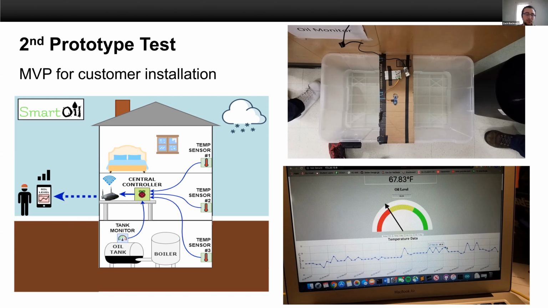So this is our prototype test, which basically shows proof of concept and is essentially a minimum viable product, because you could pull this up on your computer and actually look at how much oil you have in your tank, and you can look at the historical data of how much you've used, and you can even see what temperature it is in whatever zone of the house you've installed the sensor in.